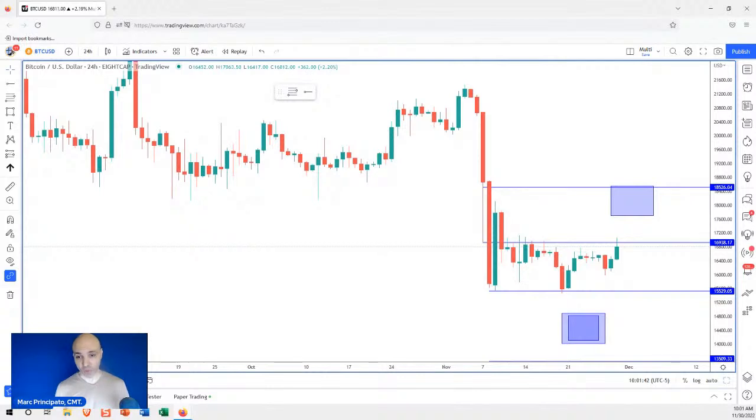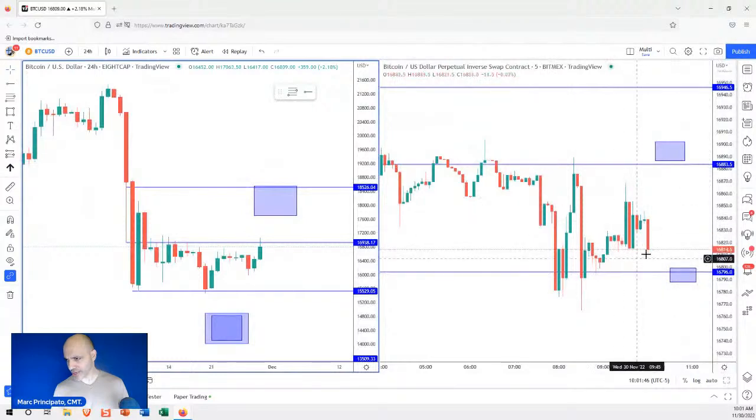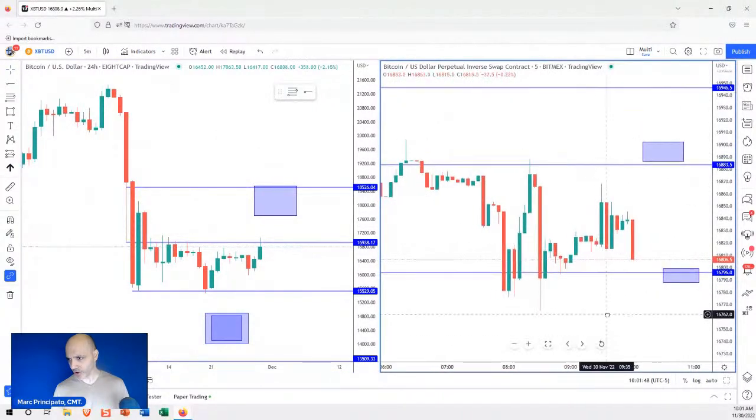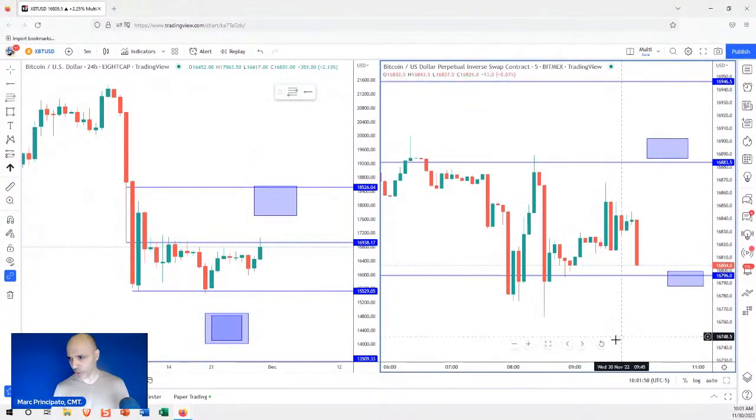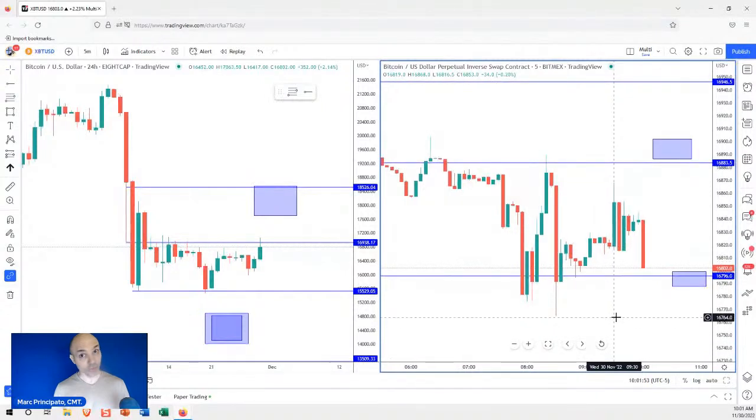So anyway, that's that. Let's go back to how our Bitcoin is doing. Ooh, look at that. Interesting. Okay, there we go. Going into an attractive area. Good thing we waited.